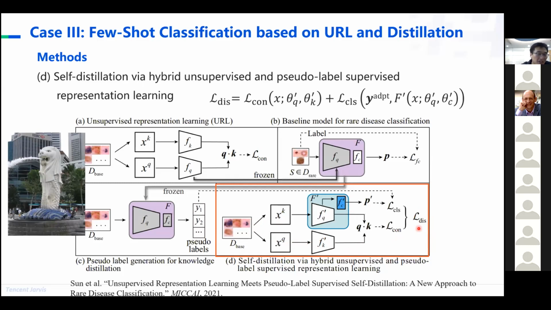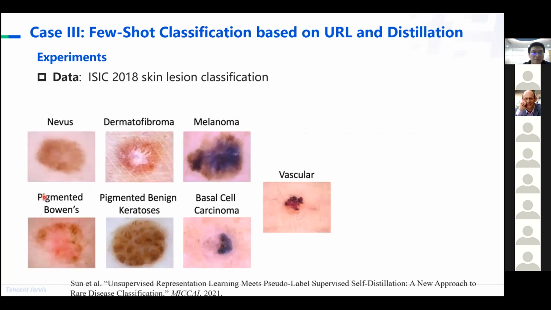Given an example, this is a symbol of Singapore, which is the place of this year's MICCAI. So actually we can learn it by learning the lion and the fishes. That's learning rare classes from common classes.